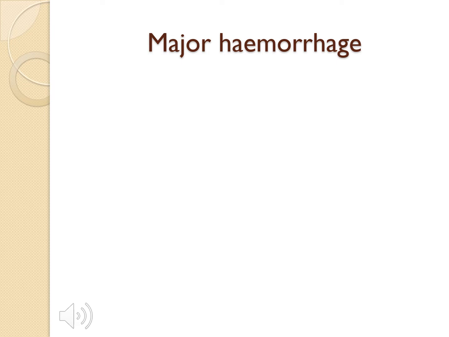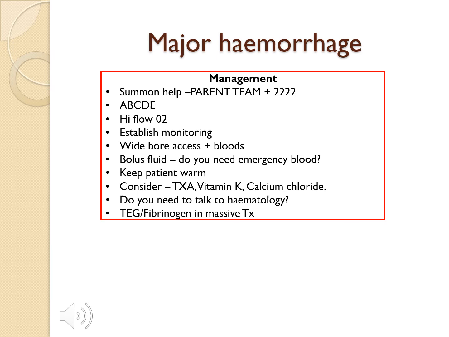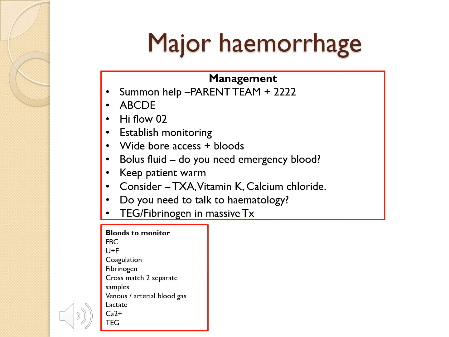In the case of major hemorrhage, we've established the first thing we need to do is summon help. We're then going to use the ABCDE approach to assess the patient and administer interventions. Firstly, start high flow oxygen at 15 litres a minute via a non-rebreathe mask. Establish observation monitoring. Gain wide bore access and take relevant bloods. We've included a box at the bottom of the slide with bloods that you would want to take to monitor the patient's condition. Give bolus fluid, starting with crystalloid fluid, sodium chloride 0.9%, and then considering whether you need emergency blood.